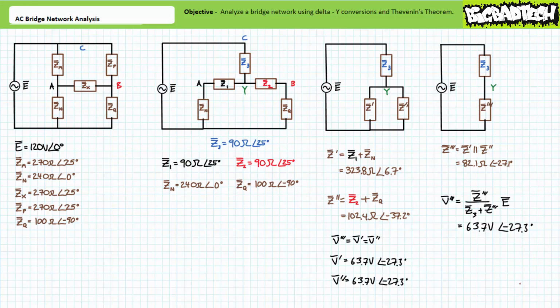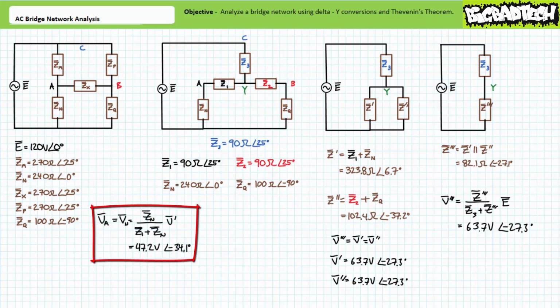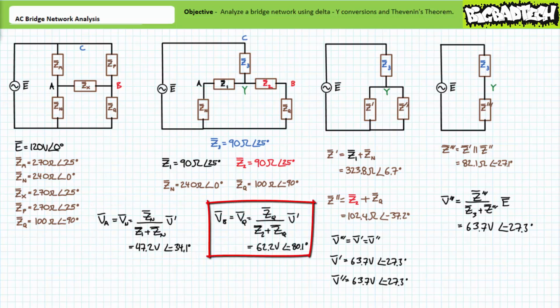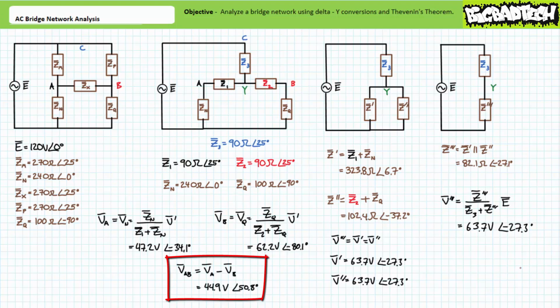Now we need to solve for voltage division within the single prime and the double prime impedance paths. VA is the voltage across impedance element N. An application of the AC voltage divider rule solving for VA yields 47.2 volts at an angle of negative 34.1 degrees. VB is the voltage across impedance element Q. Application of the AC voltage divider rule demonstrates VB is 62.2 volts at an angle of negative 80.1 degrees. Our voltage of interest is VAB, the differential from node A to node B, where VAB equals VA minus VB. Substituting in our given values yields 44.9 volts at an angle of 50.8 degrees.